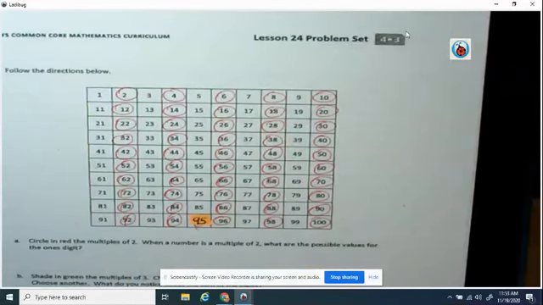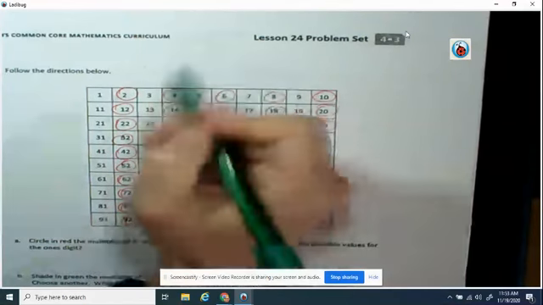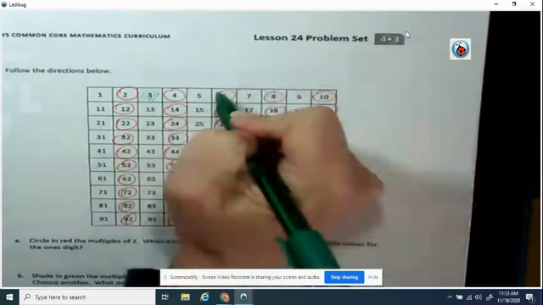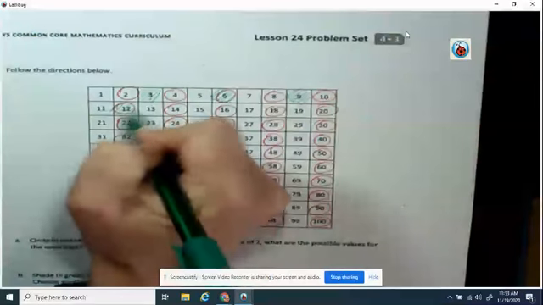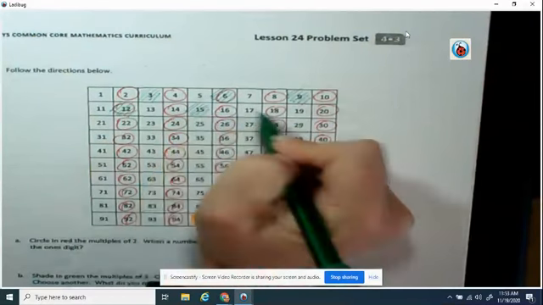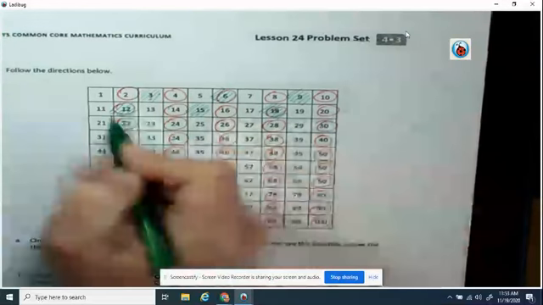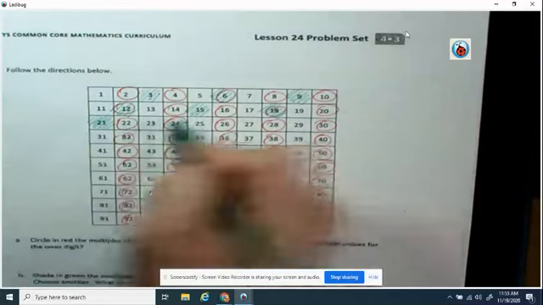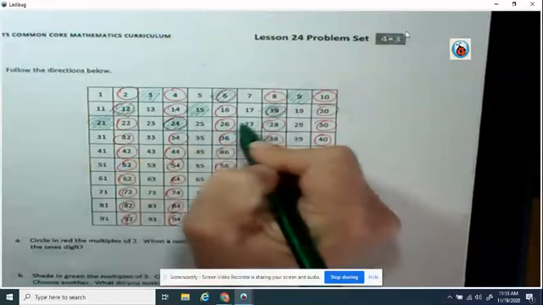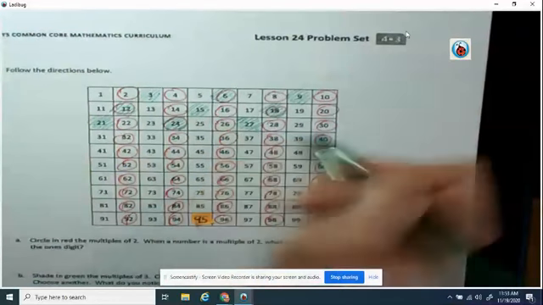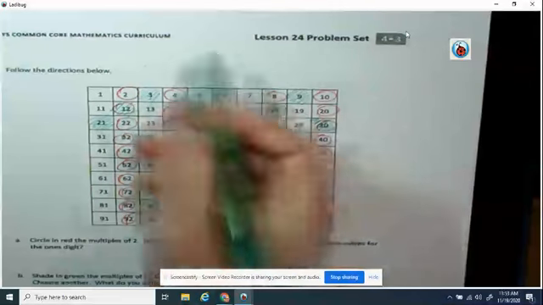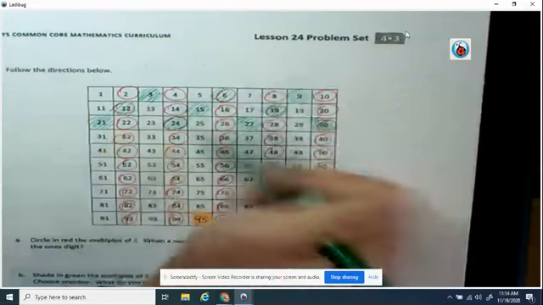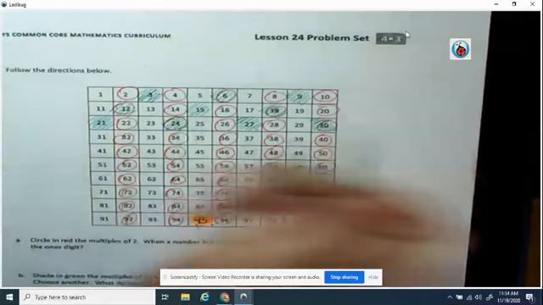Okay. Now it says shade green the multiples of 3. And it says shade, not circle. So I'm going to do it like this. 3, 6, 9, 12, 15, 18, 21, 24, 27, 30. Do y'all see this diagonal pattern that's happening? Do y'all see that? Diagonal pattern?